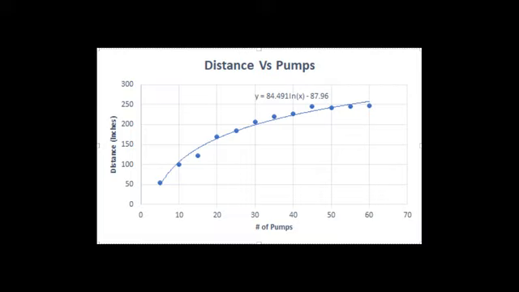The trend line that we were given shows us an equation of y equals 84.491 ln x minus 87.96. We would use this to be able to calculate or predict how far the number of pumps, the x, would get us in distance, y.